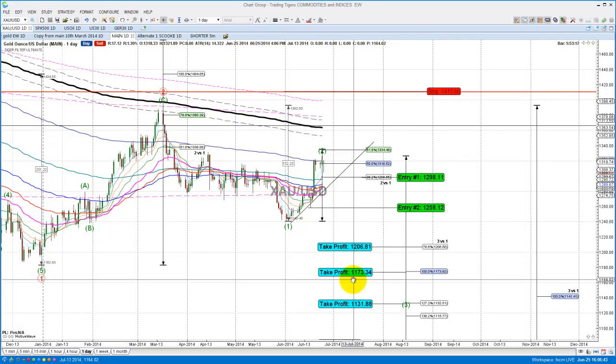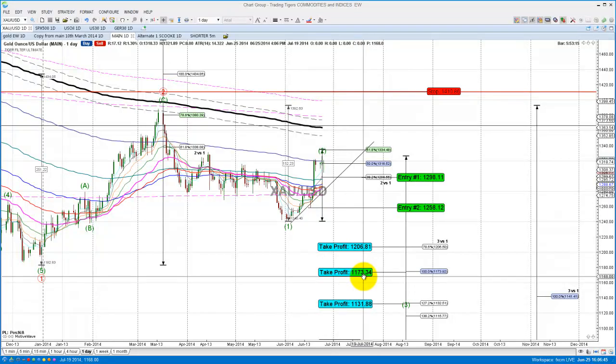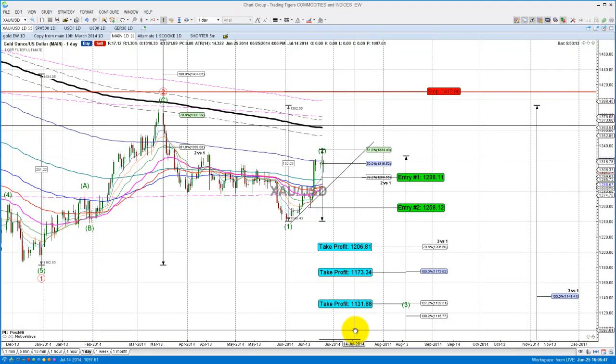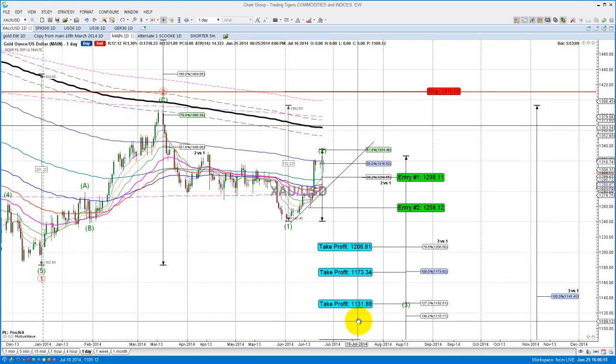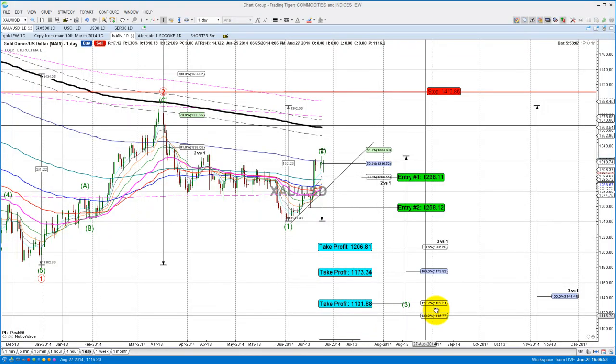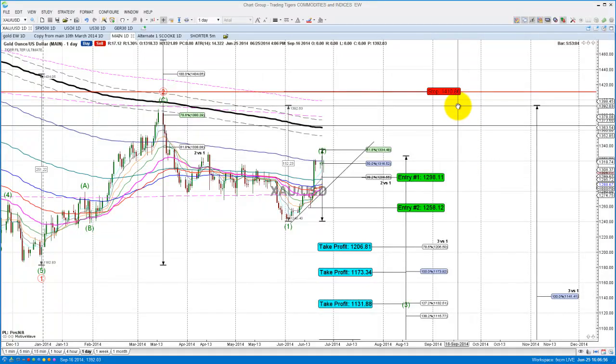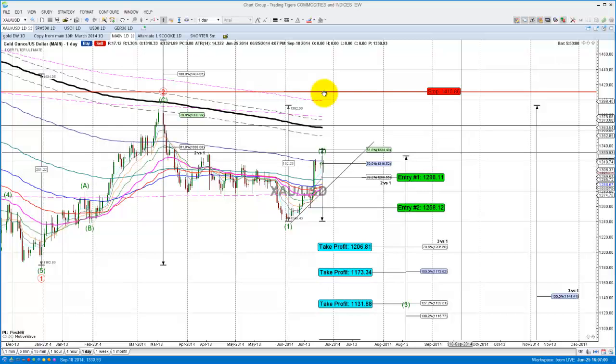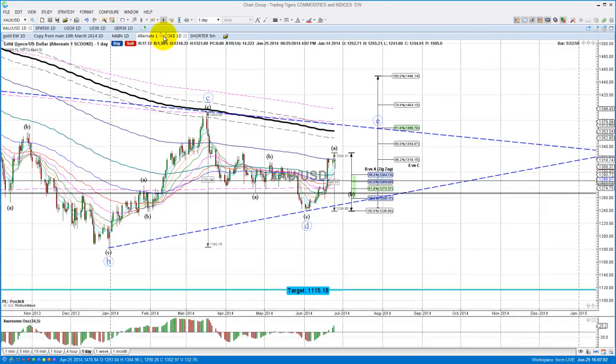1206.81 and 1173.34, and another target ending at 1131.88. Stop level 1410.86. Go for an alternative count.